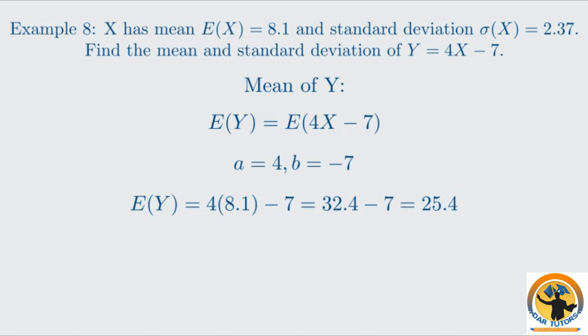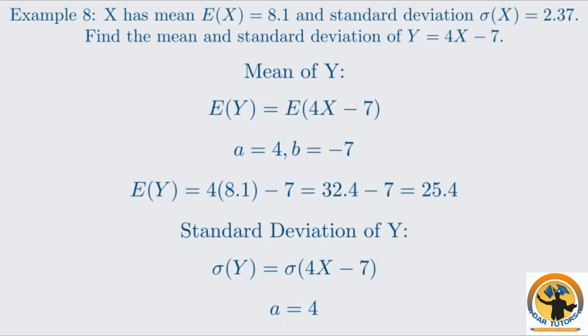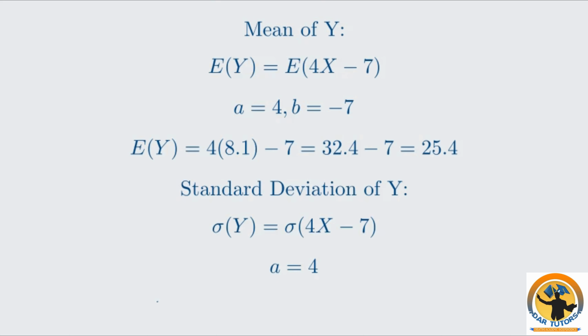Now let's find the standard deviation of Y. For the standard deviation, we use the rule sigma of aX plus b equals the absolute value of a times sigma of X. So sigma Y equals sigma of 4X minus 7, equals the absolute value of 4 times sigma X. The absolute value of 4 is just 4. We substitute the given standard deviation of 2.37 for sigma X. So sigma Y is 4 times 2.37, which equals 9.48. The standard deviation of Y is 9.48.